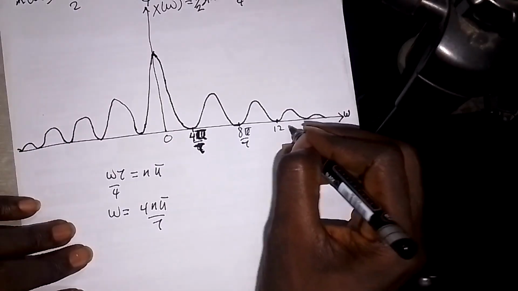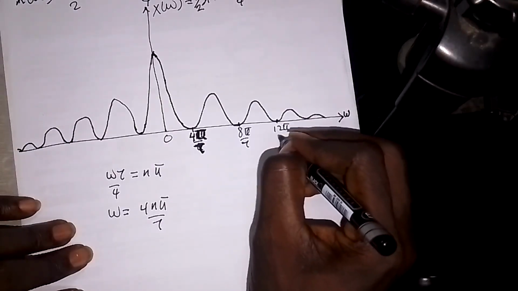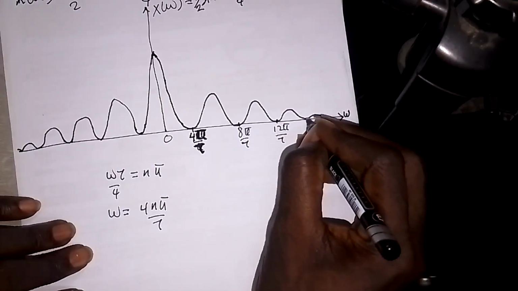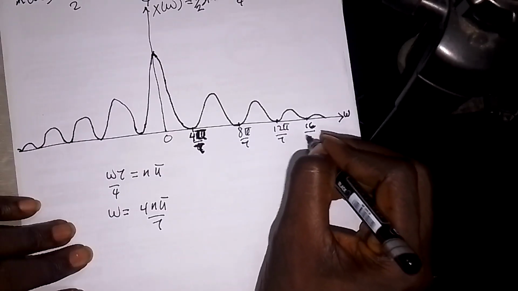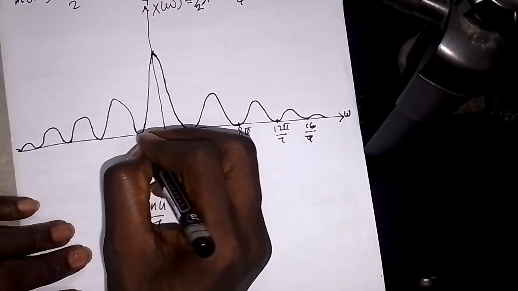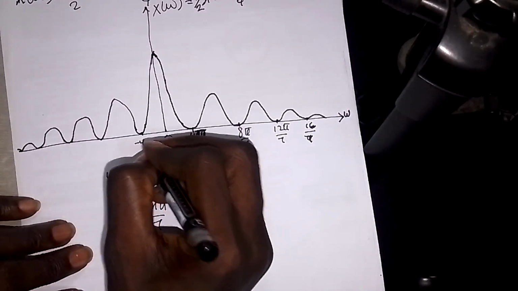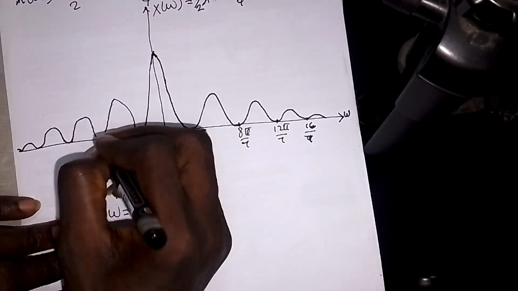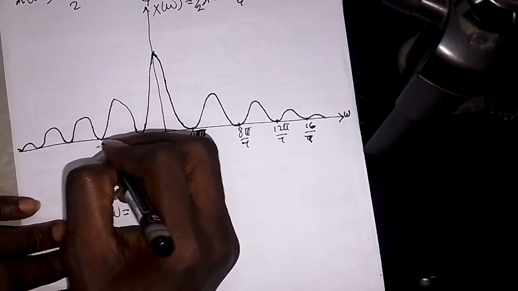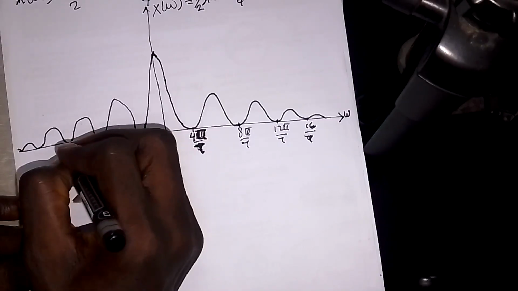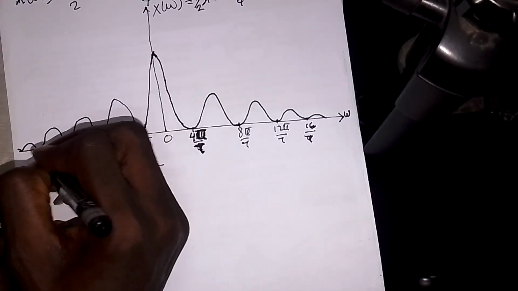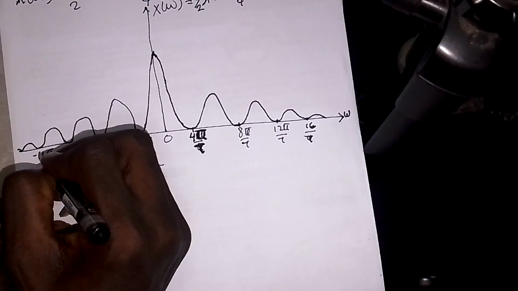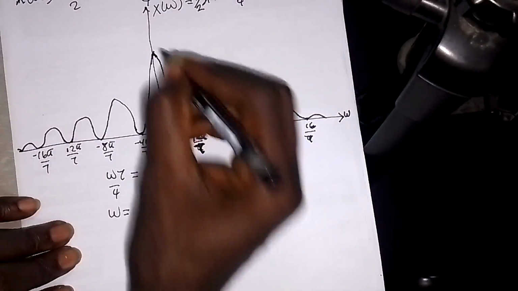12 pi on what? Tau. Okay, 12 pi on what? Tau. Okay, here is what? 16 pi on what? On tau. Okay, here is what? Minus 4 pi on what? Tau. Minus what? 8 pi on what? Tau. Minus 12 pi on what? Tau. Minus what? 16 pi on what? Tau. And here, what will be the value here?